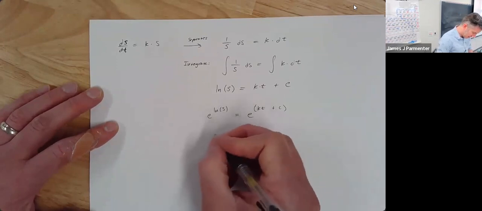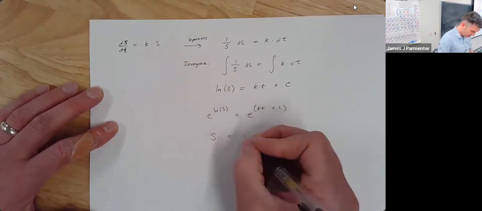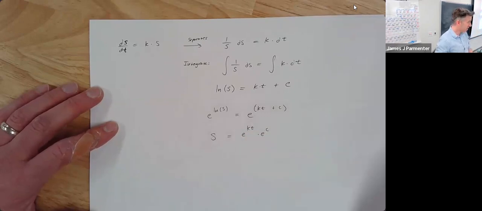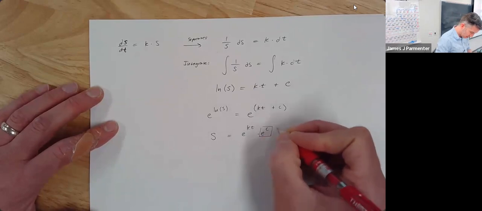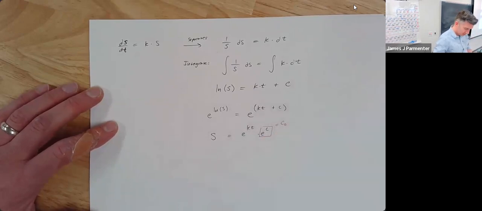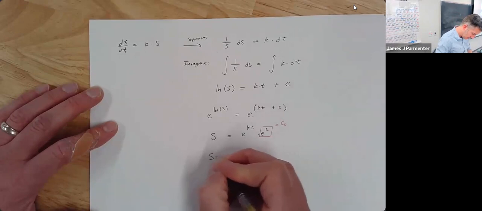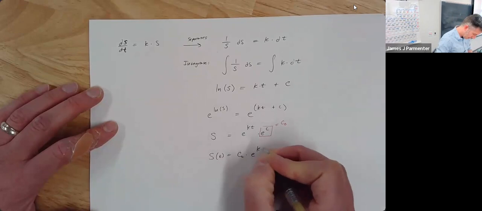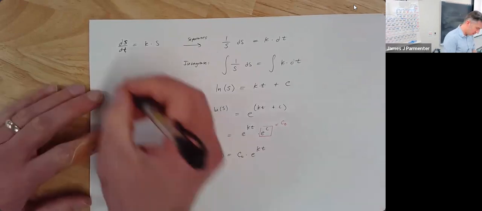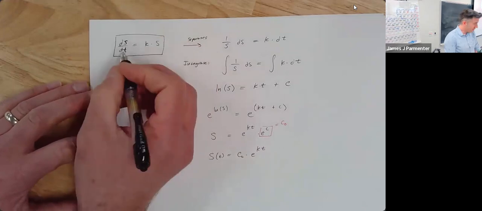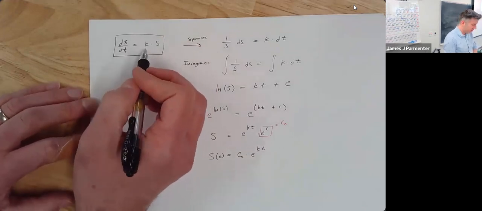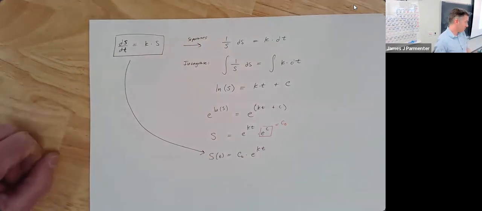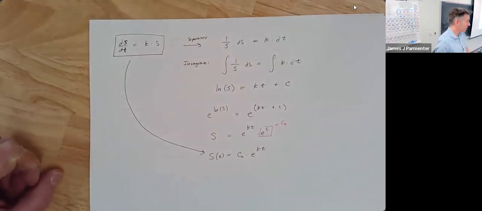E to the natural log of s is just s. And we break this up into e to the kt times e to the c. And then e to a constant is just a constant, so we're going to call this c naught. So then we're going to rewrite this as s, or s of t, is equal to c naught times e to the kt. So when you start off with the rate of change of something being proportional to the amount of that something, it's always going to end with s, or whatever we're talking about, being an exponential function of t.